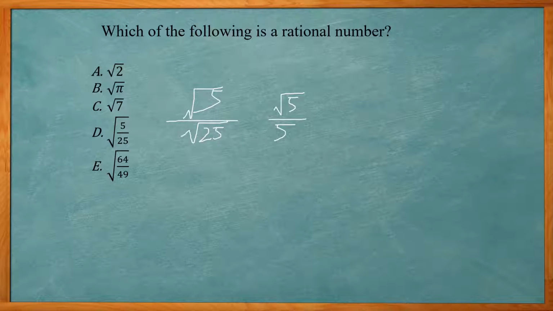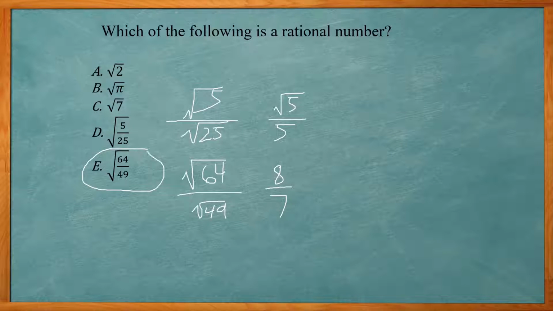Now if we look at the last one, square root of 64 over 49, that can be written as square root of 64 over square root of 49. And these are perfect squares, so we have 8 on top and 7 on bottom. So this is going to be a rational number. This one's asking for a rational number, so letter choice E would be the only one here that's a rational number.